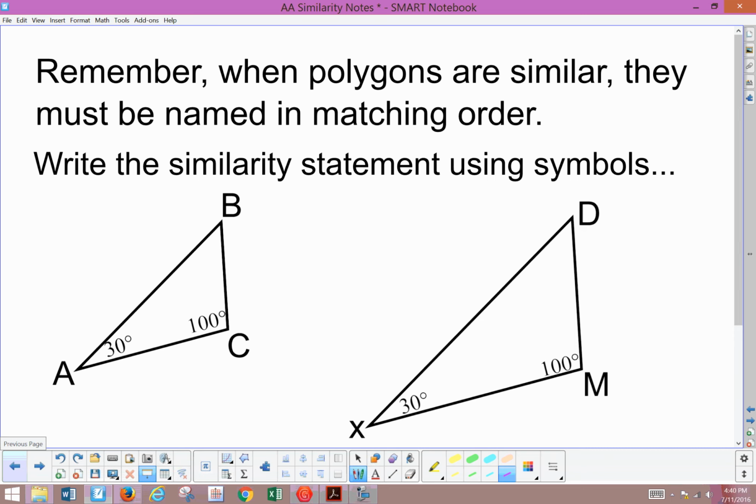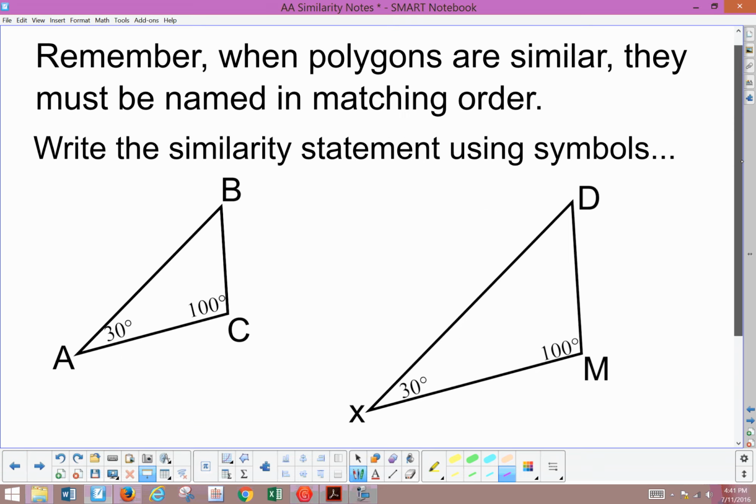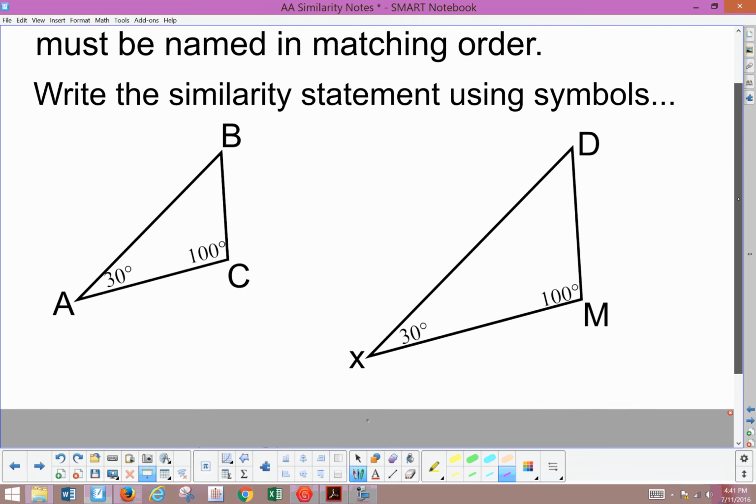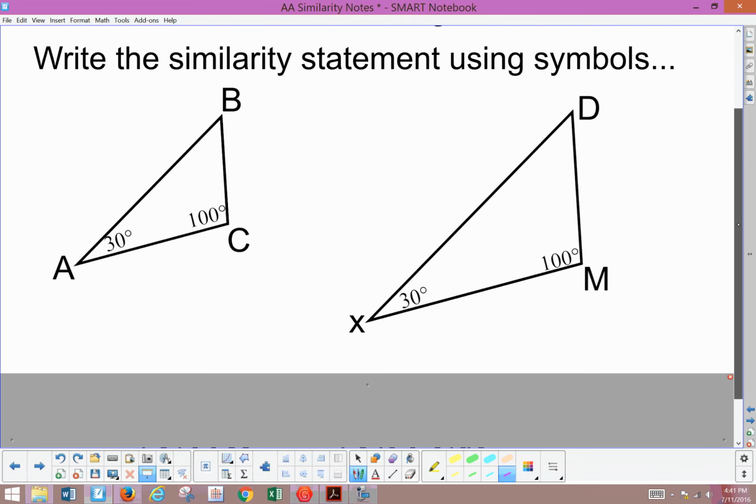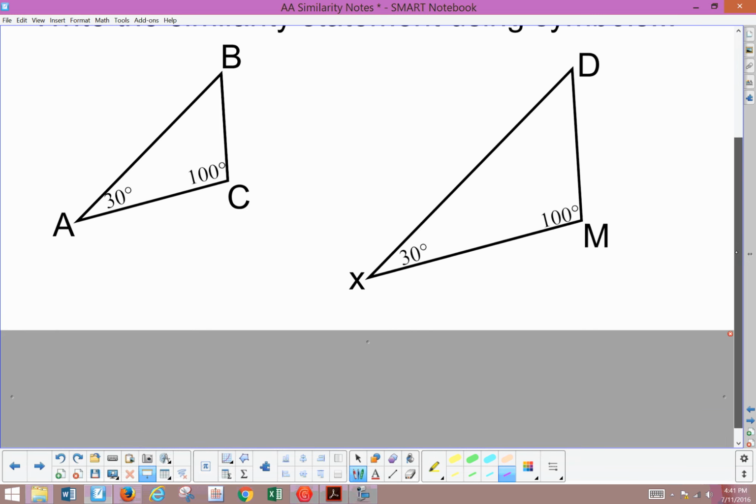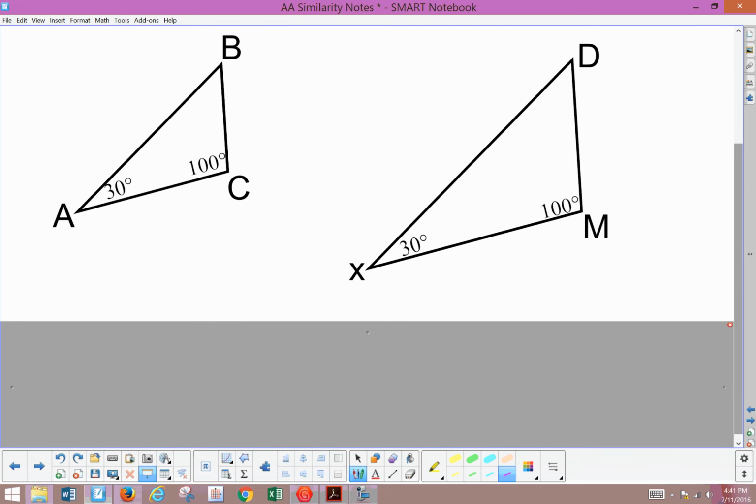Remember, when polygons are similar, you have to name them in matching order. So when I ask you to look at this and look at whether or not it's similar and to write a similarity statement, make sure you're doing it in matching order. So here I have 2 triangles. I have not given you the lengths of any of the sides. The only thing that I have given you are angle measures.